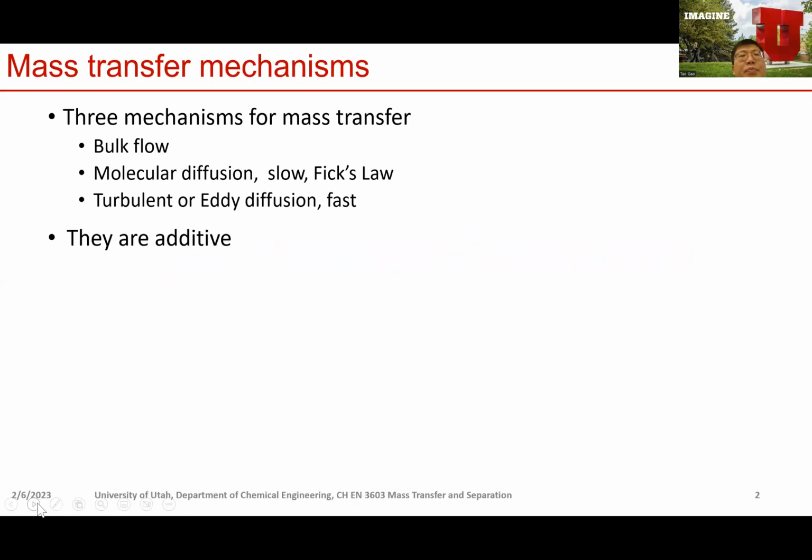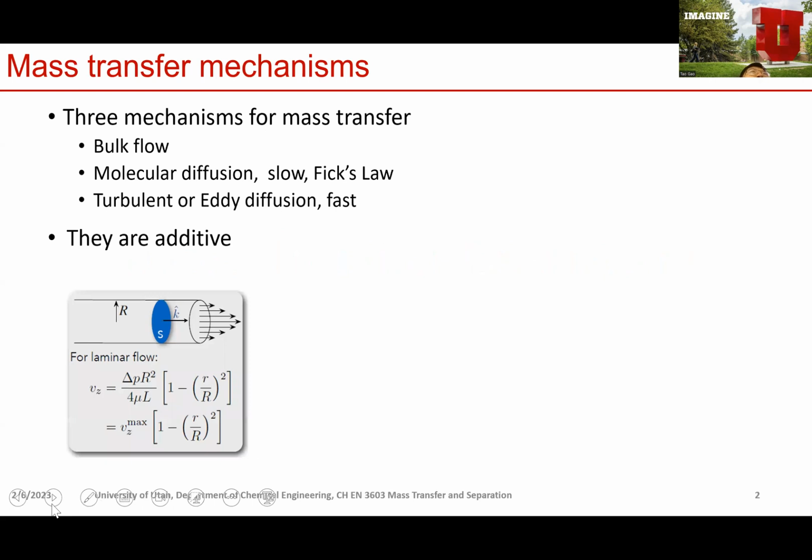There are three mechanisms for mass transfer. The first is bulk flow, in which as long as we have a bulk motion of the fluid, this bulk motion will carry all the chemical species in the fluid, and that will create a mass transfer.